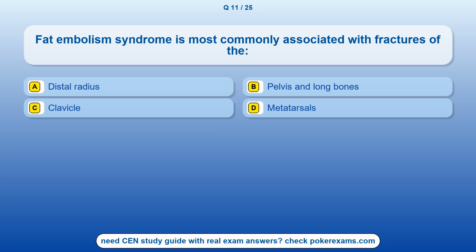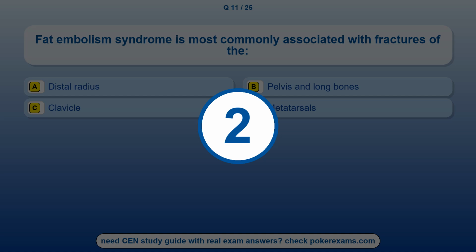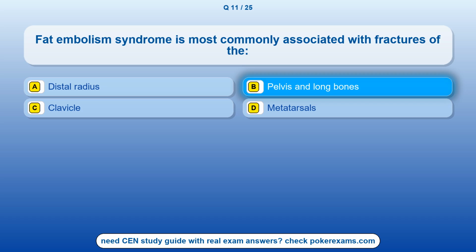Question 11. Fat embolism syndrome is most commonly associated with fractures of the: Option A, distal radius. Option B, pelvis and long bones. Option C, clavicle. Option D, metatarsals. The correct answer is option B, pelvis and long bones.